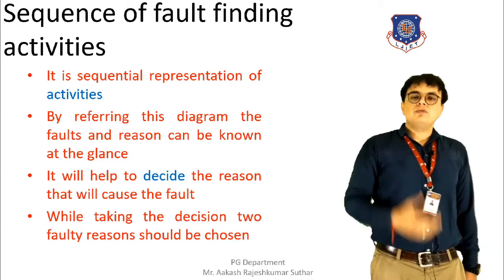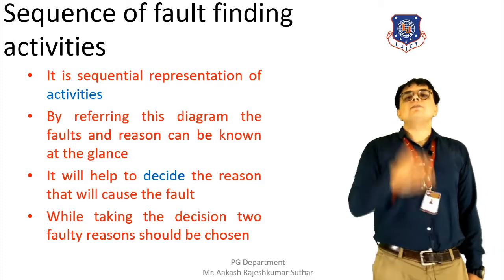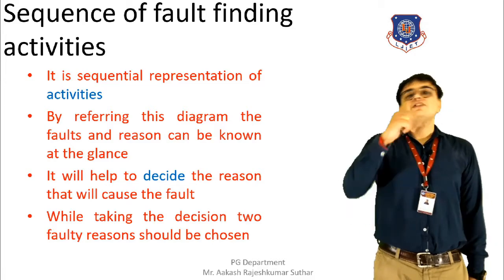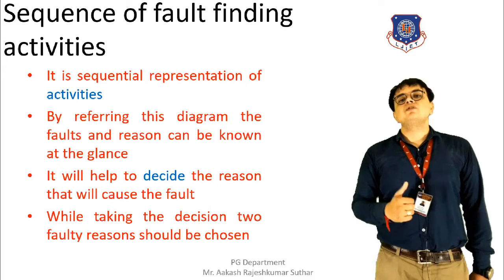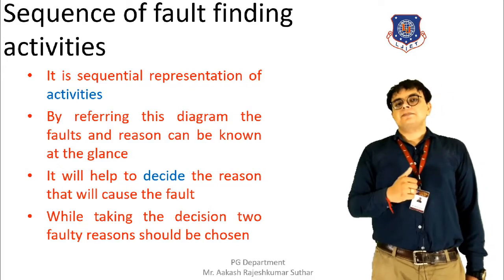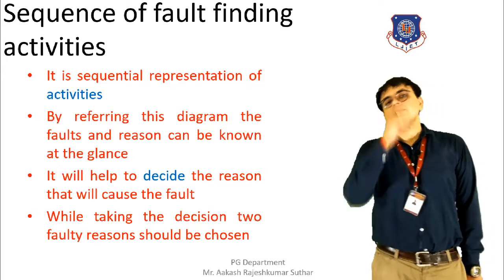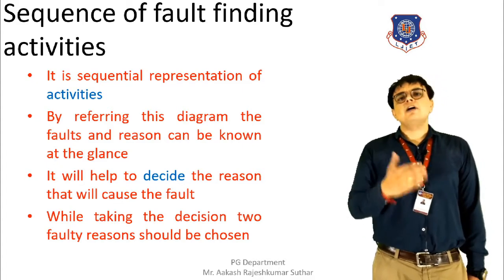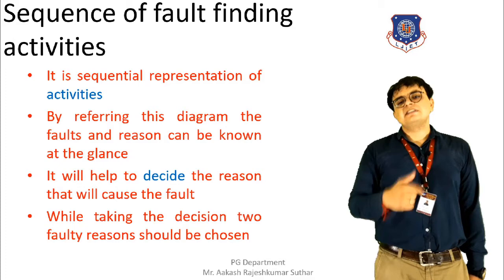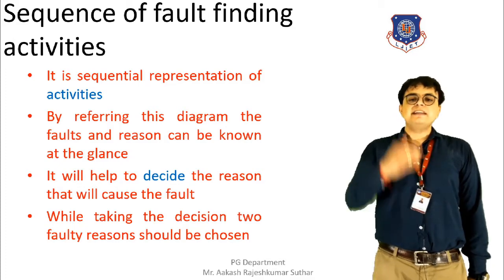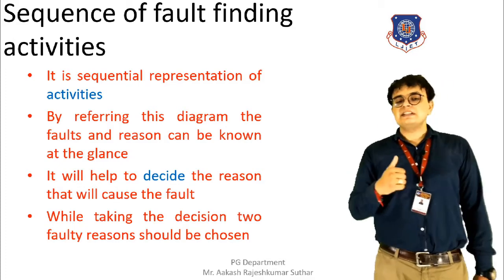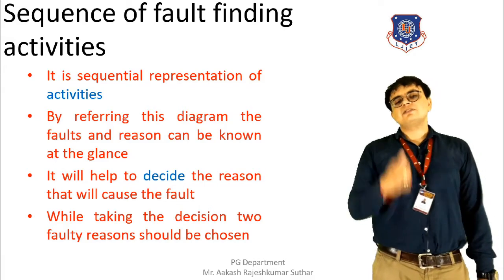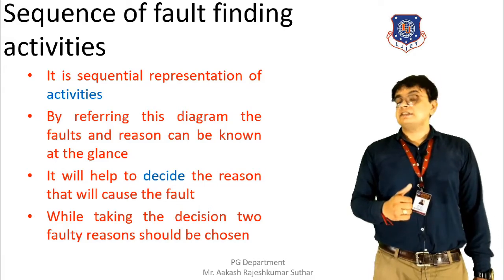That means, from having an observation of the decision tree diagram only, we can get to know how this fault can take place. And the reason can be found only after having an observation of the decision tree diagram. While taking the decisions, 2 faulty reasons should be chosen. So this is how the sequence of the fault finding activities is done.